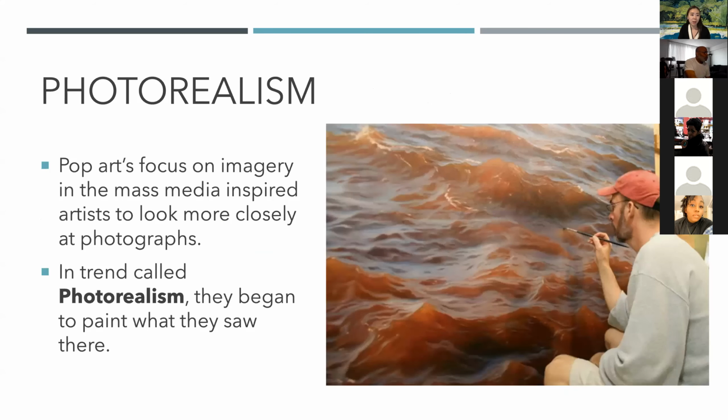So let's see photorealism first. We learned pop art in the last meeting, right? Pop art focuses on imagery in the mass media, which inspired artists to look more closely at photographs. In a trend called photorealism, they began to paint what they saw in the photographs.